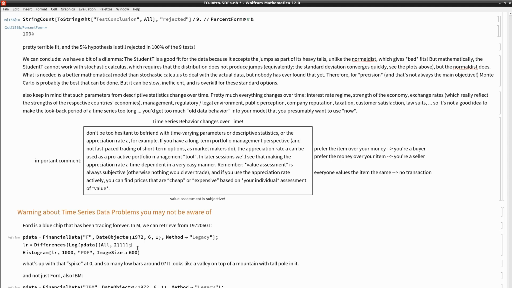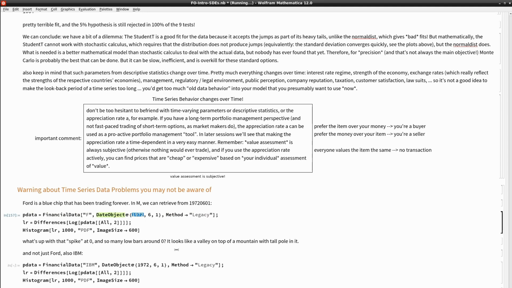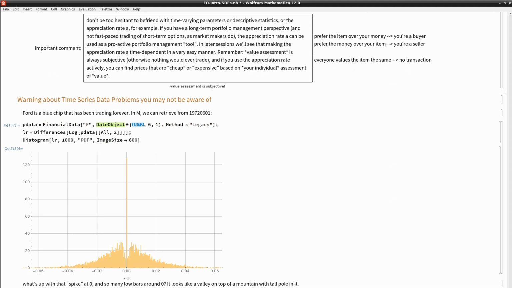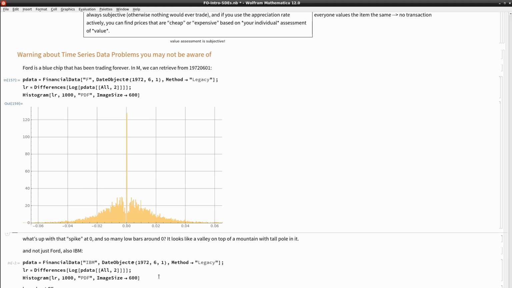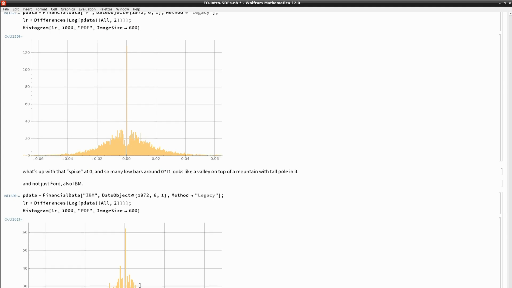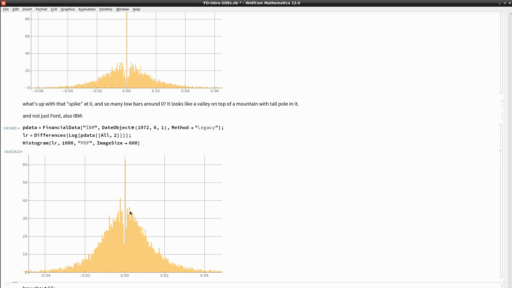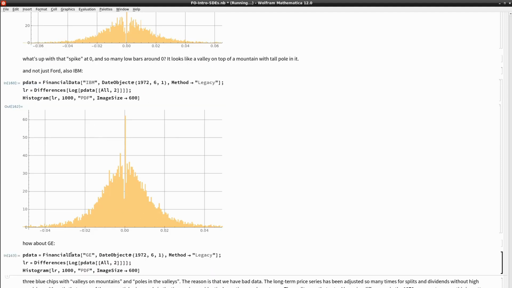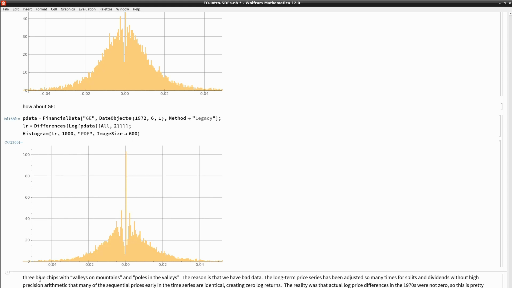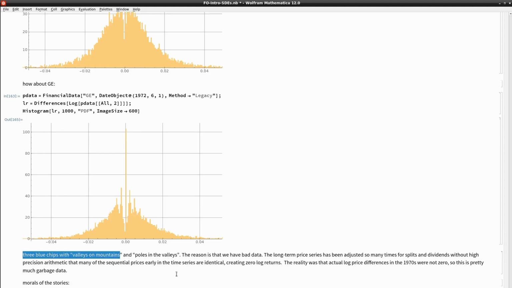So for example, let's retrieve Ford from 1972. Mathematica has Ford since June 1972. And what we can easily see is that apparently we have something of a valley on top of the mountain with a tall spike or tall pole there. And not just with Ford, also IBM as a blue chip. Let's retrieve that time series and see if we see anything irregular in it. And again, we seem to be having a little bit of a valley on top of the mountain and a tall pole. How about GE? That's another blue chip. So with GE as well, we see that we have a valley on top of the mountain and a pole. Okay, so we have three blue chips with valleys on mountains and poles on the valleys.